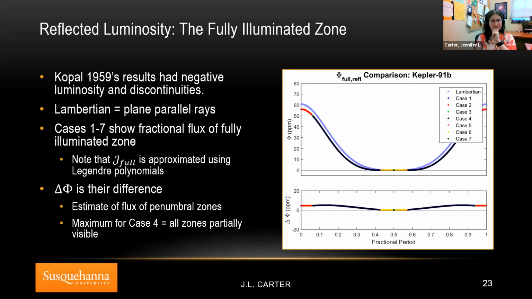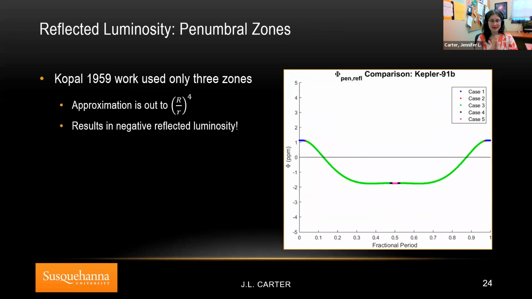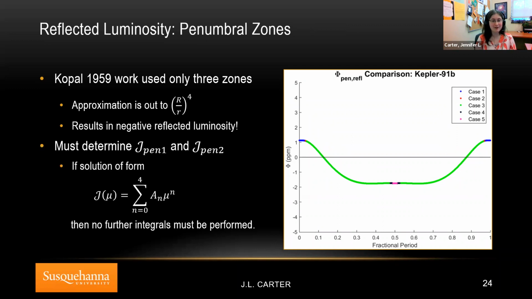All right. What about the penumbral zones? Again, if we naively take the approach used for stars, we get negative luminosity, and this is just the real part of the graph. This doesn't include the imaginary results that popped up. How do we fix it?